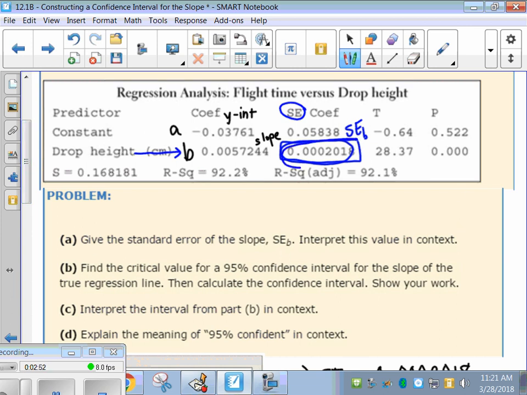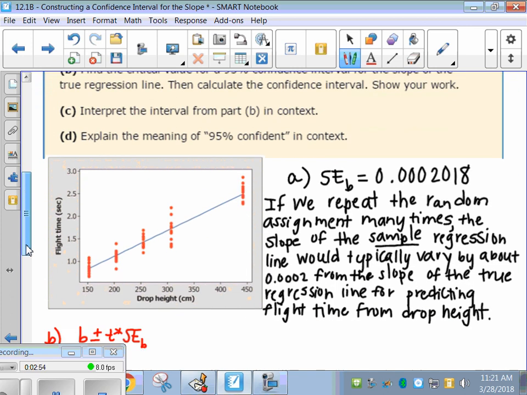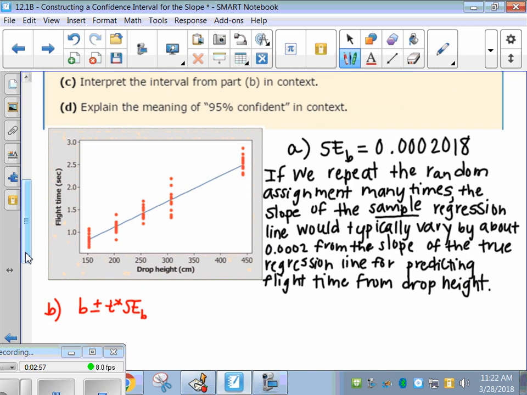So give the standard error SEB and interpret it in context. So here is our standard error, and we need to interpret it. You might want to write this down so you can practice interpreting it. So if we repeat the random assignment many times, the slope of the sample regression line would typically vary by about 0.0002 from the slope of the true regression line for predicting flight time from drop height. So be sure you say what you're predicting, all right? So you repeat the process many times, and again, we're doing the slope of the sample regression line. That's how much it's off from the slope of the true regression line.